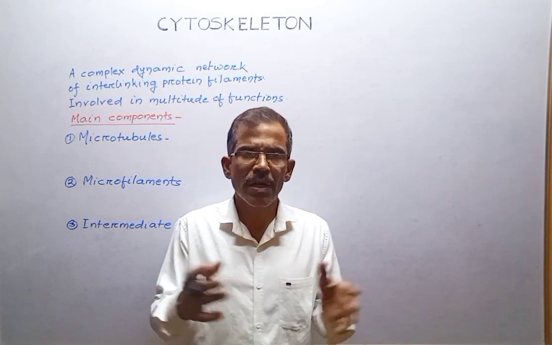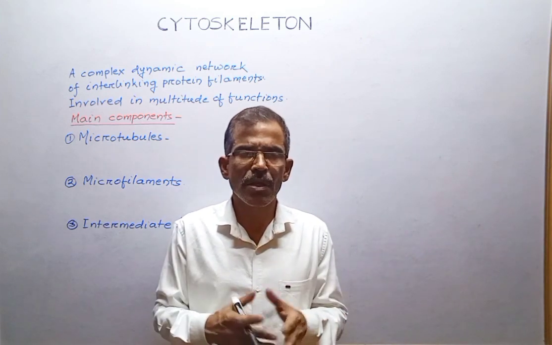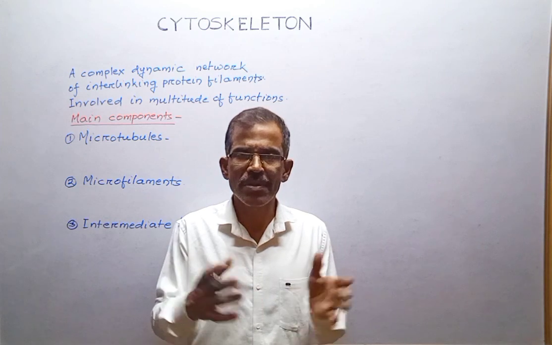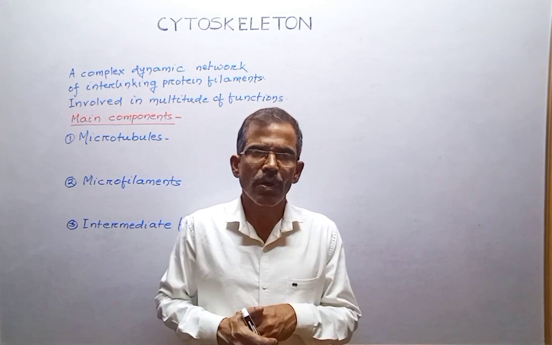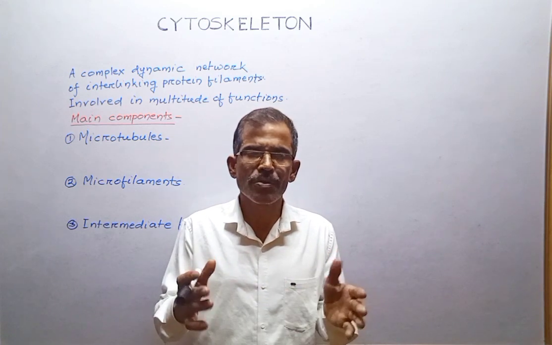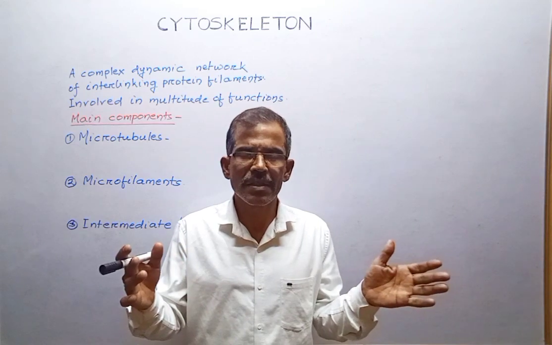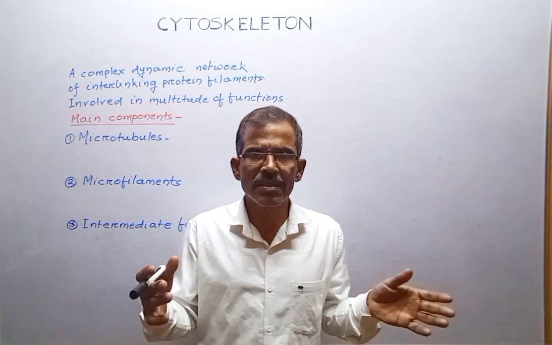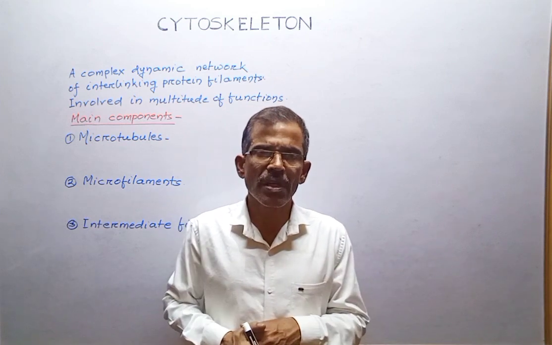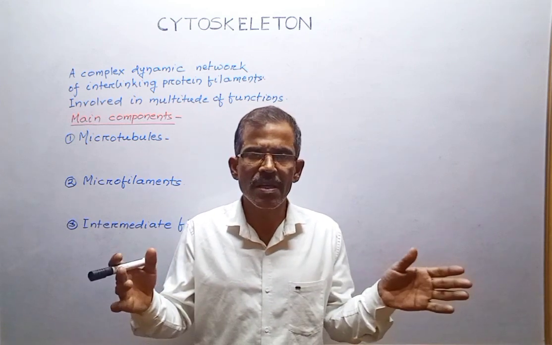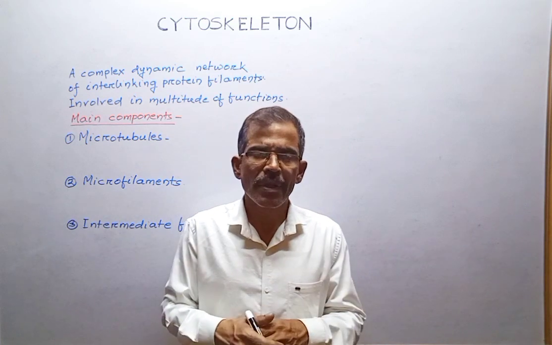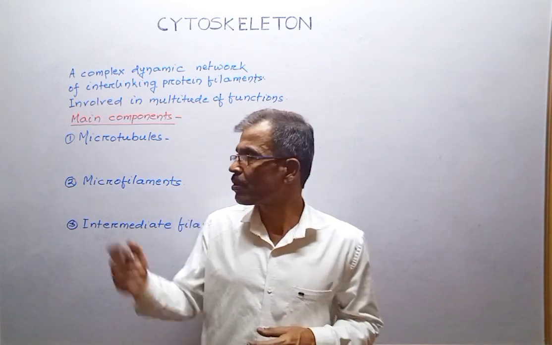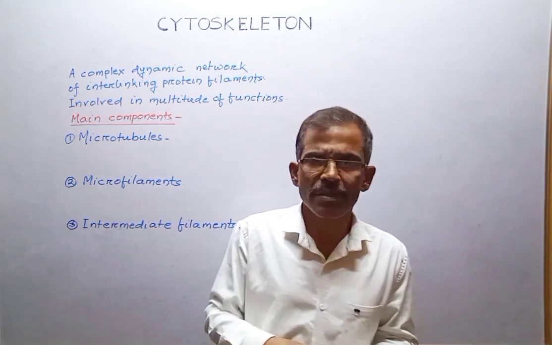They are also vital in the segregation of chromosomes during cell division. It also acts as scaffold to organize cells' content in space. Moreover, the cytoskeleton forms specialized structures such as cilia and flagella. Now we shall discuss about the individual component.